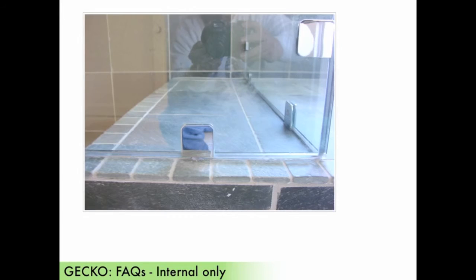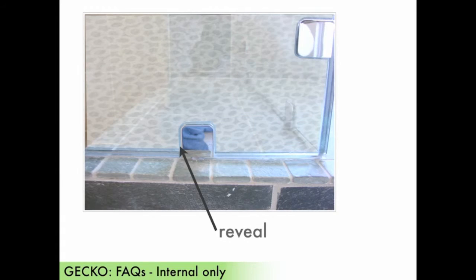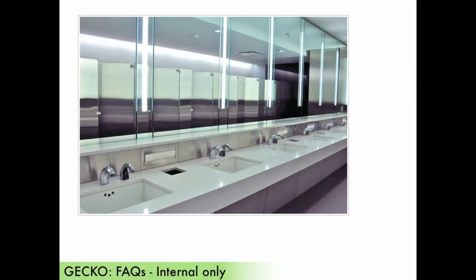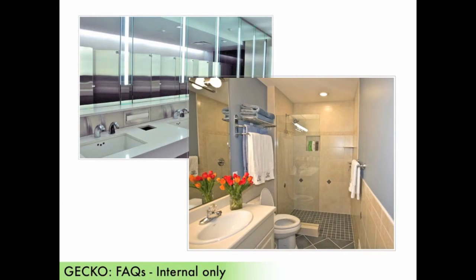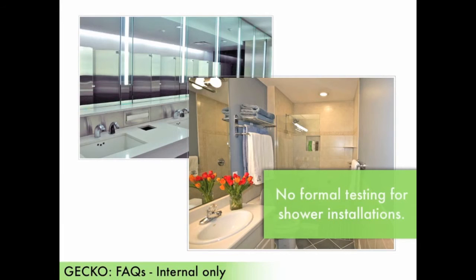Also, there should be a reveal on all sides of the gecko from the edge of the glass and the edge of any hardware holding the glass in place. Typically, most of these requests will be for a commercial setting, and most commercial settings with bathrooms will have sufficient ventilation. Private residences, however, will have less ventilation, and therefore fungi may be an issue. Finally, be aware that no formal testing has been performed for gecko shower installations.